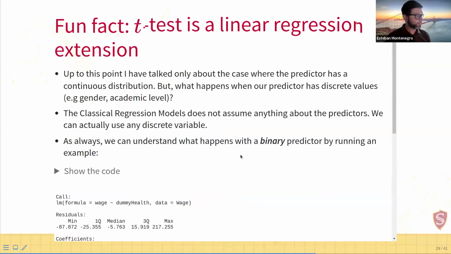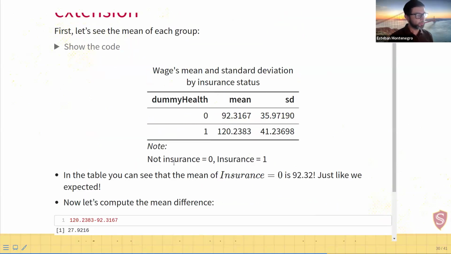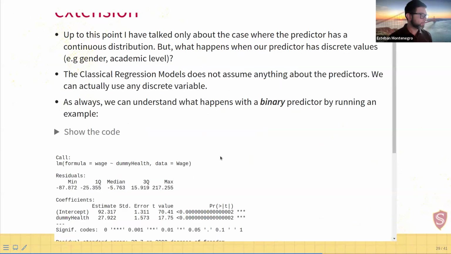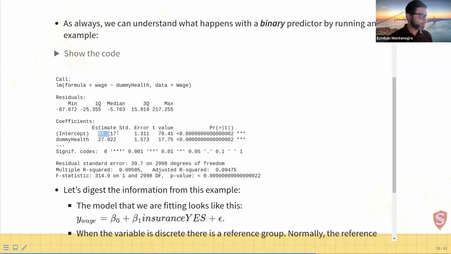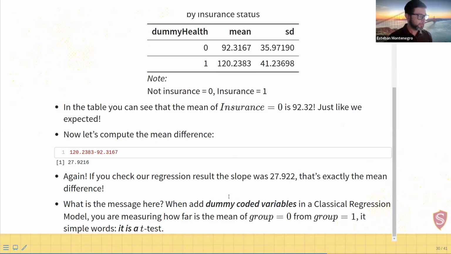Okay, so I told you that, hopefully that was kind of clear. We were talking about people with and without insurance. We saw that the intercept is the mean of group 0, and the slope, which is this part right here, is the mean difference between group 0 and group 1. So we already mentioned that before. I'm just refreshing what we did the last time.